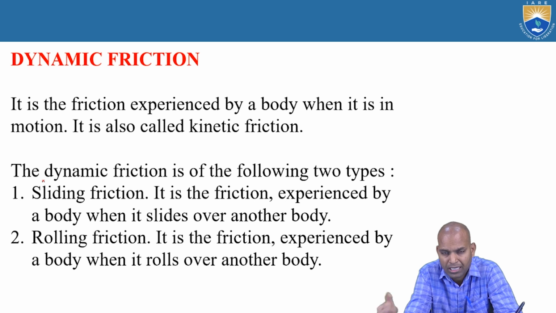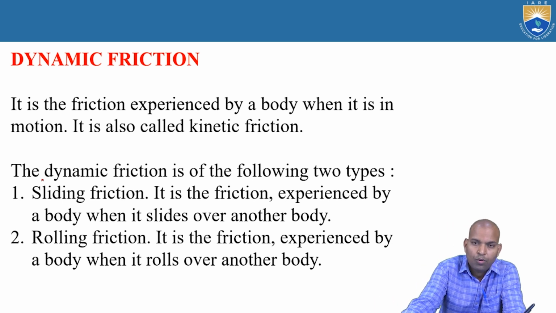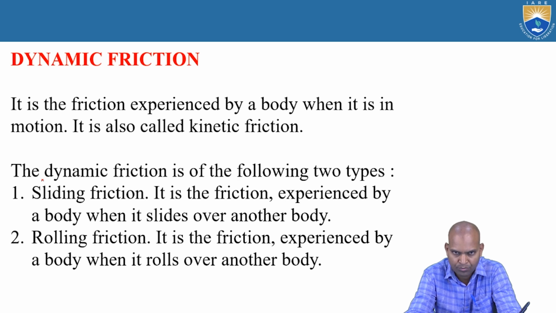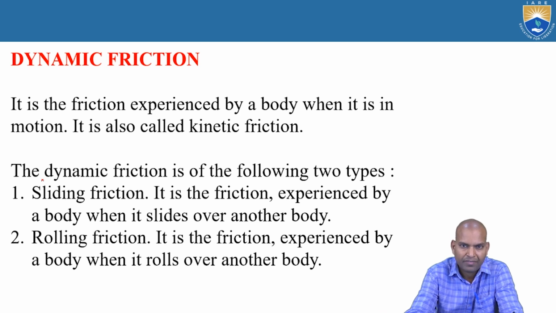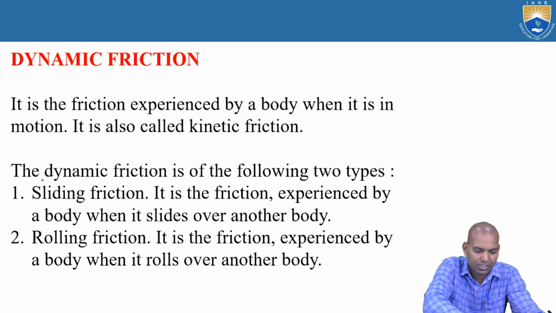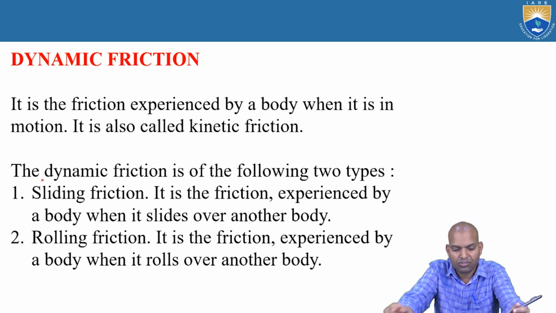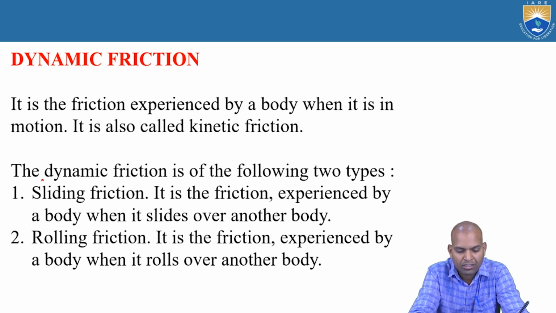This dynamic friction is classified into two types: one is sliding friction, another is rolling friction. Here, there are two types of motions, linear motion and angular motion. When the body moves linearly, it experiences sliding action. That's why sliding friction is also known as dynamic friction.